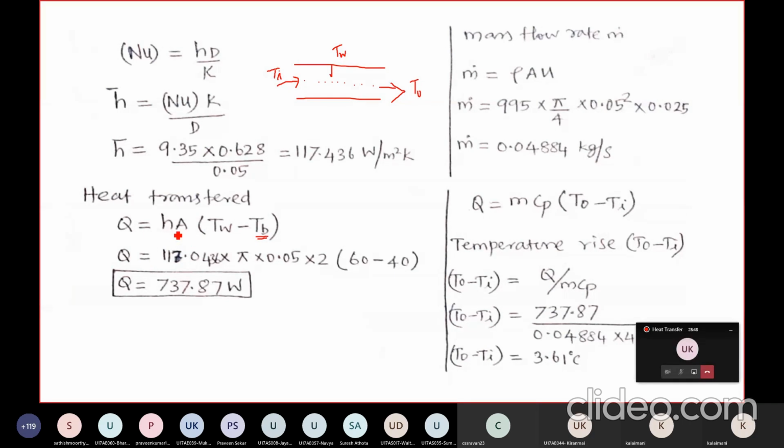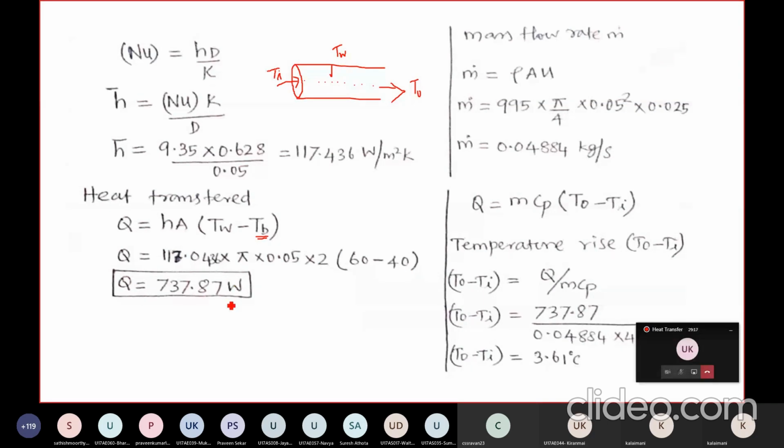Then Q is equal to h into (Tw minus Tb). From that equation, h is 117.046. The area is where the fluid makes contact with the pipe, which is the circumference into the length. That means pi into d into length, for the 2-meter pipe, into Tw 60 minus 40, the bulk mean temperature. So we are getting Q is equal to 737.87 watt.